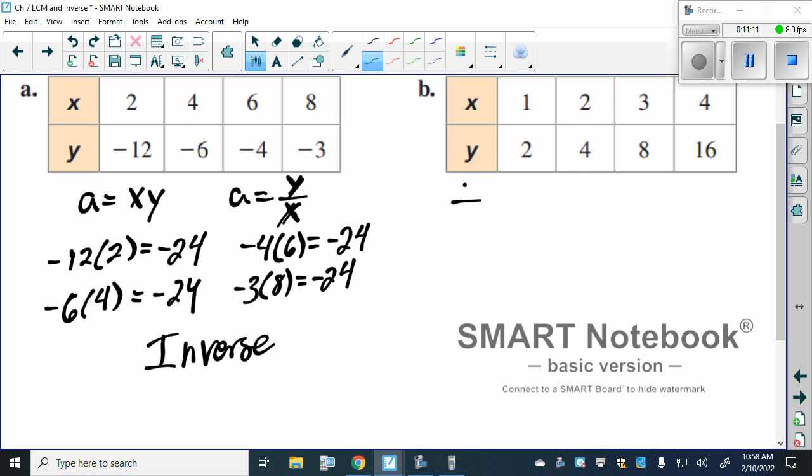So we would be dividing for this here, so we can say 2 divided by 1 is 2. The next one is 4 divided by 2, which is 2. So that's looking very good. Let's go on and finish it out to make sure. 8 divided by 3 is not 2.